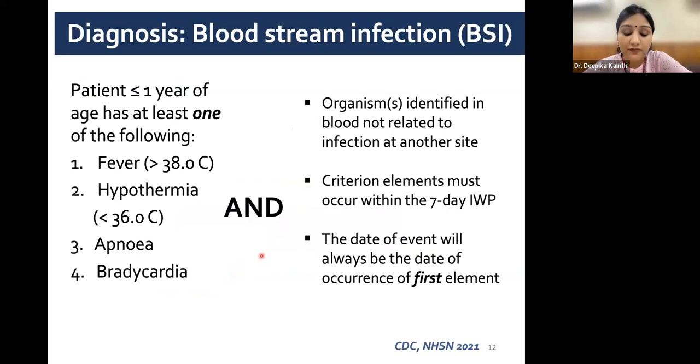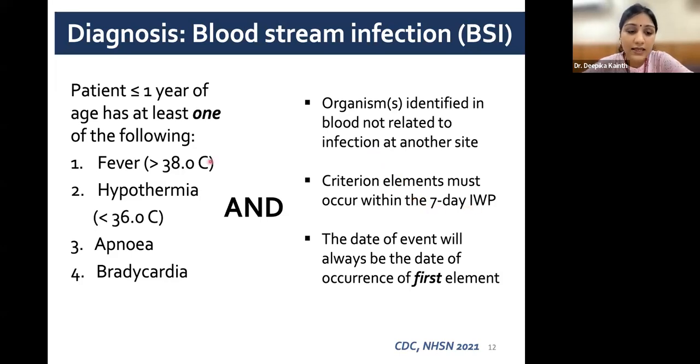So the CDC provides a definition, although we have very few studies which actually delve into neonatal CLABSI, but I will try to give a simpler definition for routine use in the NICU so that there is no complexity involved and an operational definition is being followed. So a patient who is less than one year of age, in this case a neonate, has at least one of the following: either a fever or a hypothermia or apnea or bradycardia. And along with this clinical scenario or a suspicion of bloodstream infection, we have an organism which is identified in the blood and is not related to infection at another site. This is very important for understanding the definition of CLABSI, that the organism should not be identified at any other site. So it should be identified in the blood and it should be within a 7 days infectious window period.